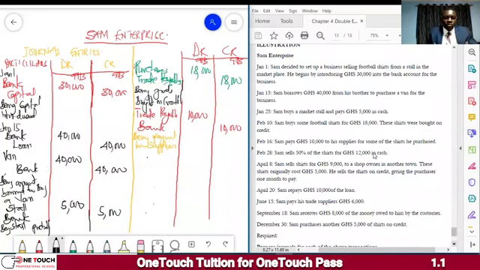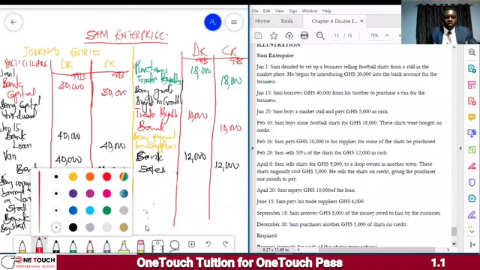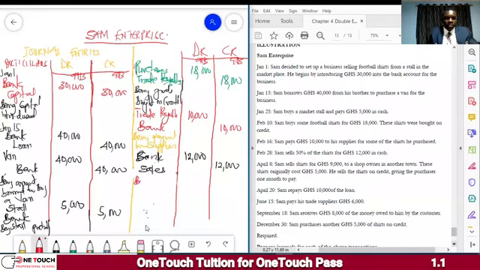Good. So we say bank 12,000, then sales 12,000, then the narration, being sale of goods for cash.